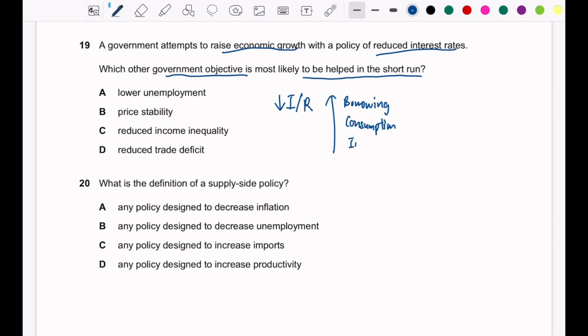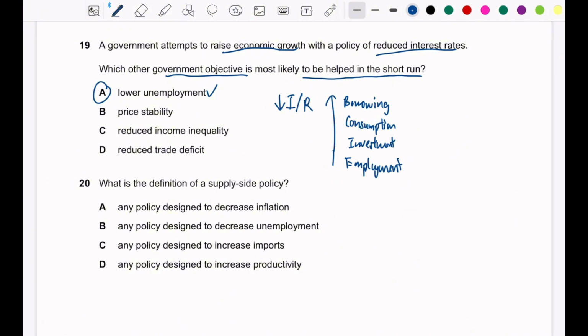Investment will also increase. So when investment increases, the company expands, they need more workers. What will happen? Employment increases. So definitely in the short run, when investment increases, this will increase employment. So answer A is correct, lower unemployment.